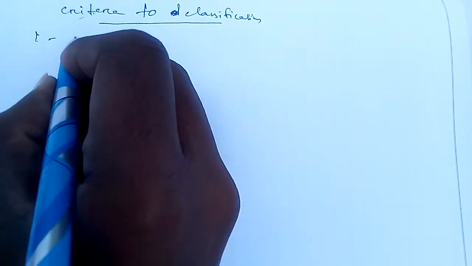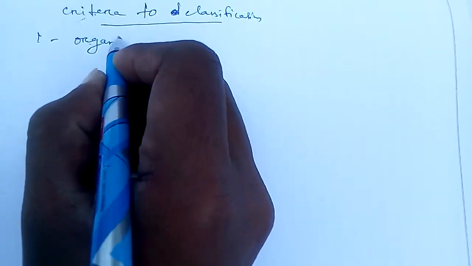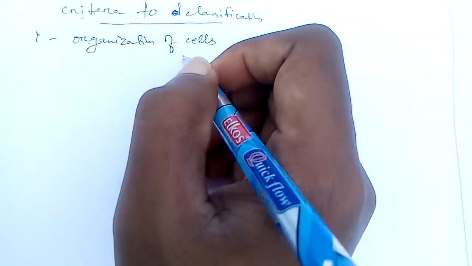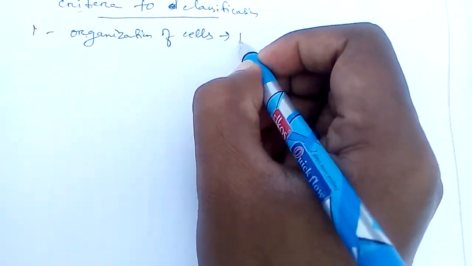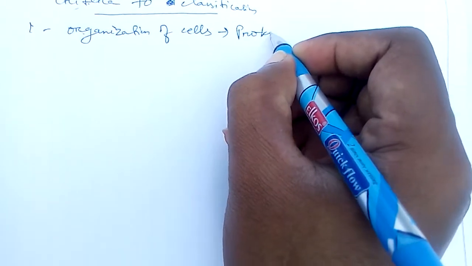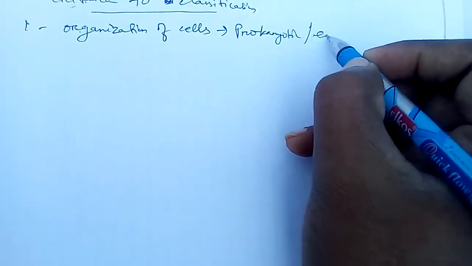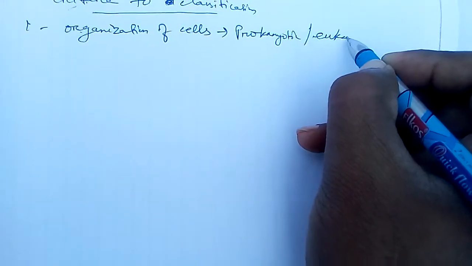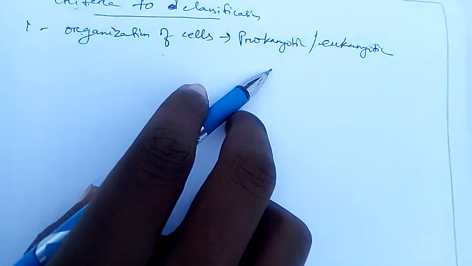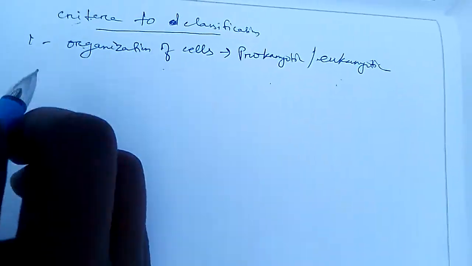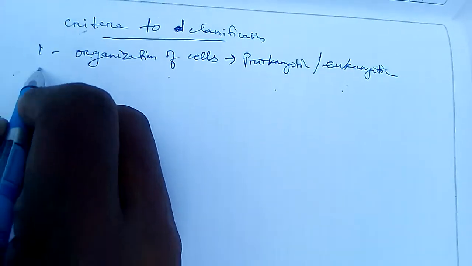The first criterion was organization of cells. Organization of cells means whether the organism is prokaryotic or eukaryotic. So first he observed whether it is a prokaryotic cell or a eukaryotic cell.